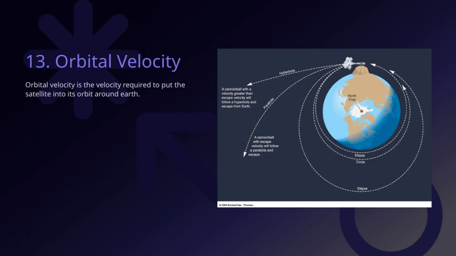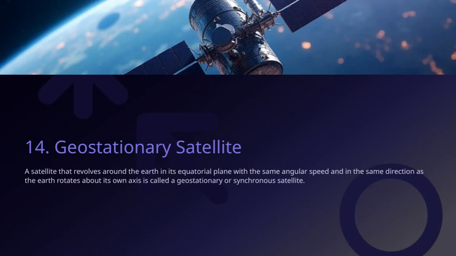A satellite that revolves around the Earth in its equatorial plane, with the same angular speed and in the same direction as the Earth's rotation, is called a geostationary or synchronous satellite. This means that the satellite stays fixed above the same point on the Earth's surface all the time. It's a special type of satellite because it maintains a constant position relative to the ground, making it ideal for communication and weather observation purposes.